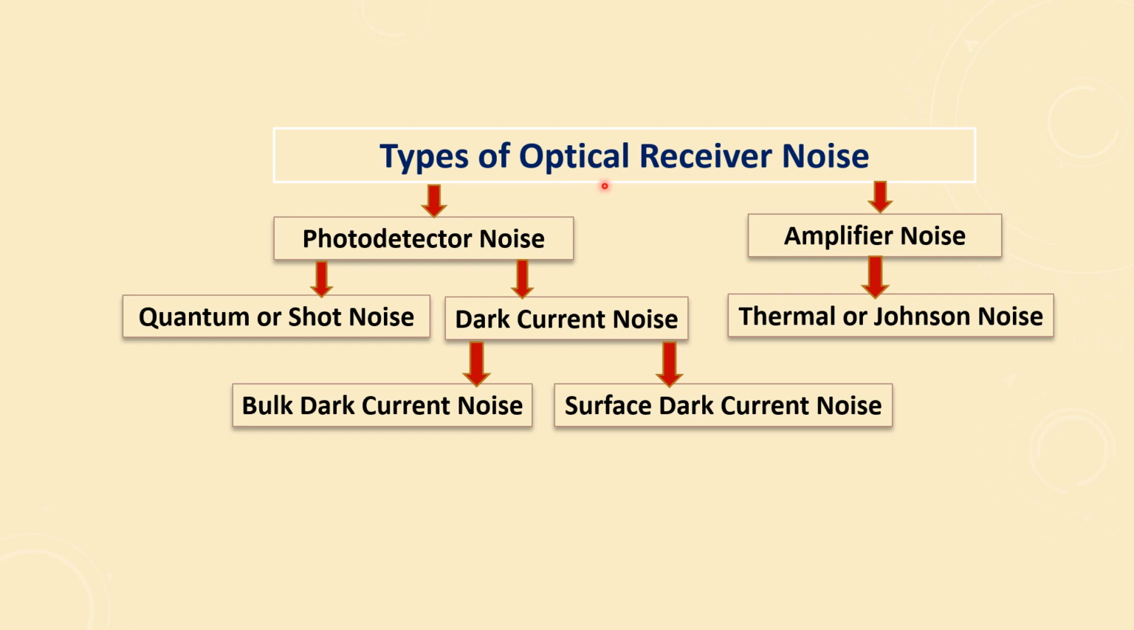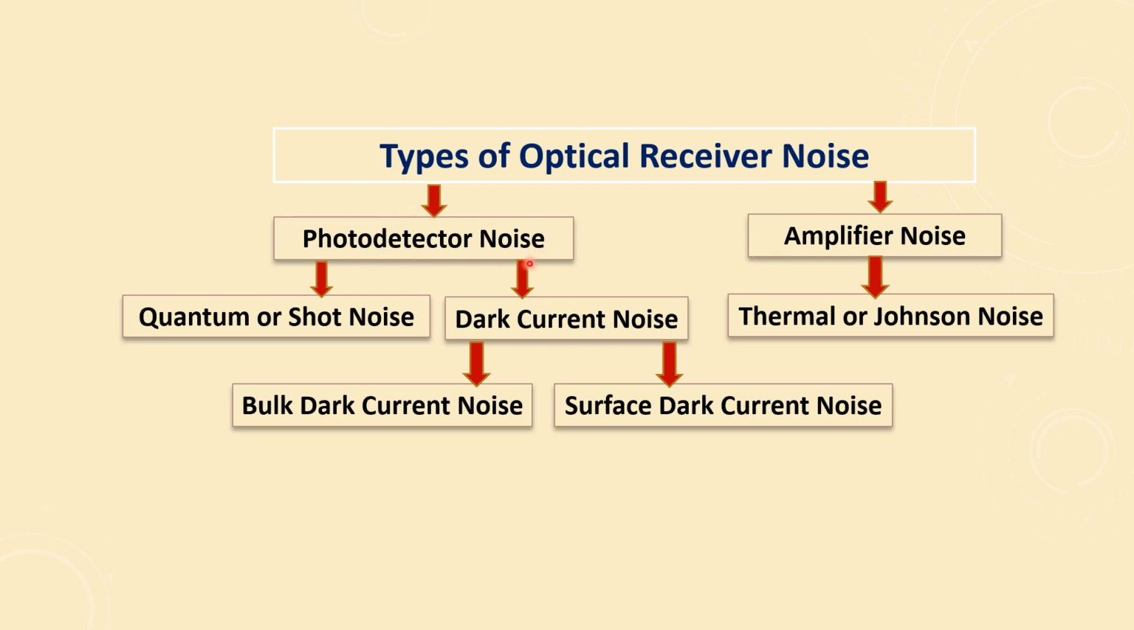So as I told you, optical receiver noises can be broadly classified into two types. One is photodetector noise, the other one is amplifier noise. Why? Because the optical receiver consists of mainly two important blocks: the photodetector and the amplifier.